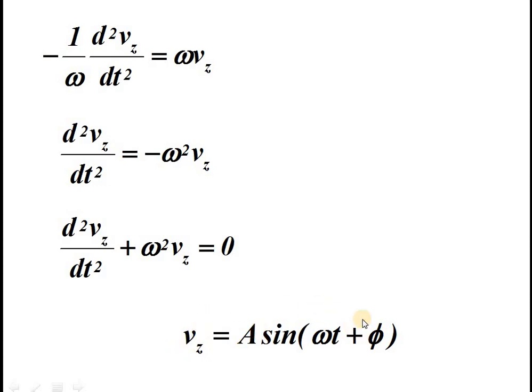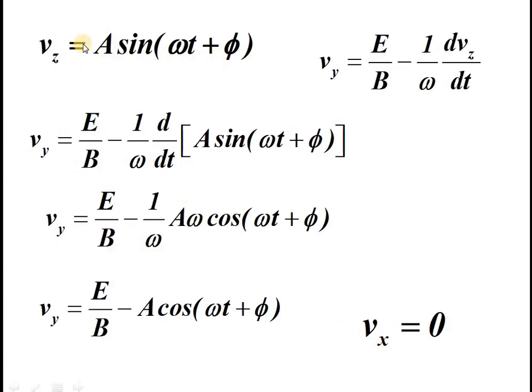So Vz is something oscillating type of thing. That means velocity is not constant, it varies with time. Okay, that is what it shows. A is a constant and phi is also a constant, which we can evaluate very soon. So we got Vz. So Vz is with us. So we can substitute in the equation for Vy now. Vy we have already got there. So substitute here for Vz.